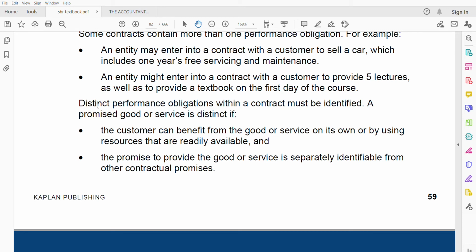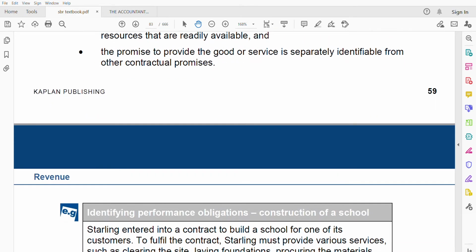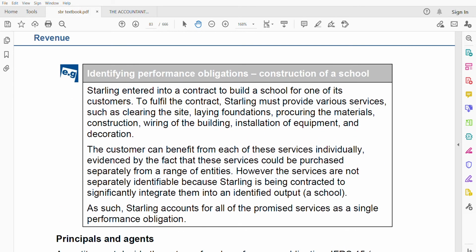The distinct performance obligations: a promised good or service is distinct if the customer can benefit from the good or service on its own or by using resources that are readily available, and the promise to provide the good or service is separately identifiable from the other contractual promises. So we'll see an example of it. Identifying the performance obligation: construction of a school.